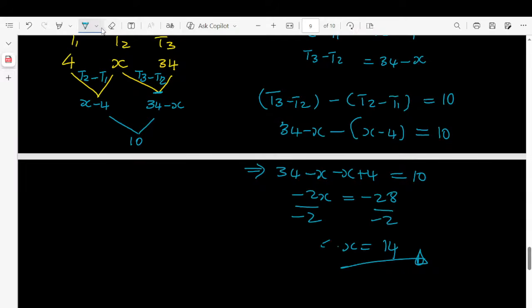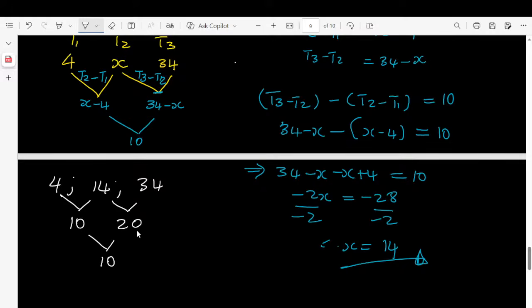So if I have x as positive 14, this is what I'm going to do. I'm sorry if I'm moving fast. I need to say this is 4. Then the next term is 14. Then I have 34. So the difference between this will be 14 minus 4, what is that equal to? 10. Then I need to say 34 minus 14. What is that equal to? 20. The difference is 10.